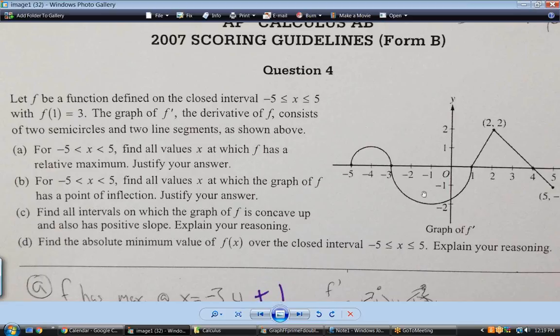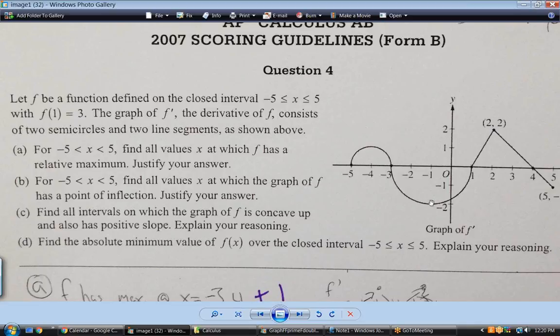Negative. From -4 to -1, the second derivative is negative, therefore it is concave down. And that's an inflection point. And then we start increasing up again. So, in other words, the second derivative is going to be positive from -1 all the way up to that point there.